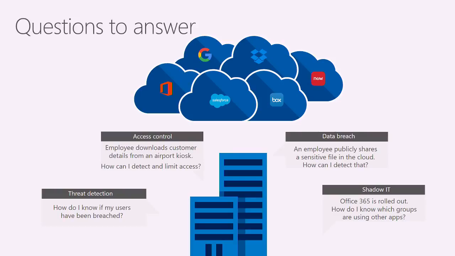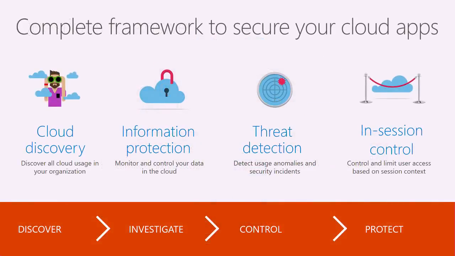If an employee publicly shares a sensitive file, how can I actually detect that? How do you know if a user is sharing a file into a public place? How do you actually find that out? How do I know if my users have been breached? We've got Office, how many of you have Office 365 in your organizations today? Okay, so a lot of people have Office 365. How do you know if they're using other applications? They're probably using other applications, and which groups are actually using those applications. And we have fine-grained controls to be able to do that.